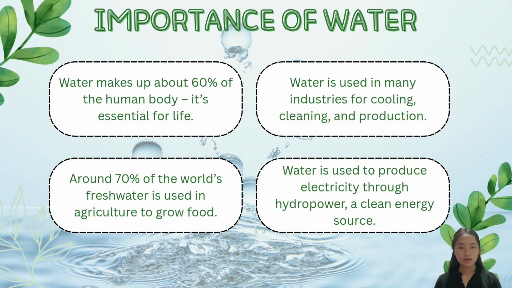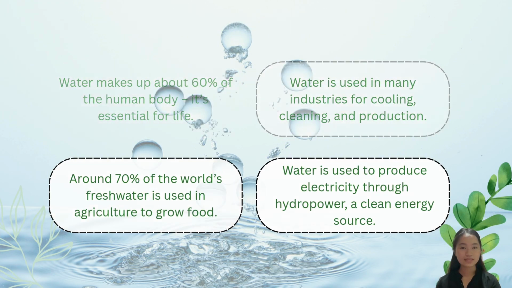So let's begin with the importance of water. Water is essential for life, for humans and plants. Did you know that about 60% of our human body is water? Water is used in almost every industry, from cooling and cleaning to producing electricity via hydropower. But in agriculture, around 70% of the world's fresh water is used to grow food. That shows how important water is in the farming system.